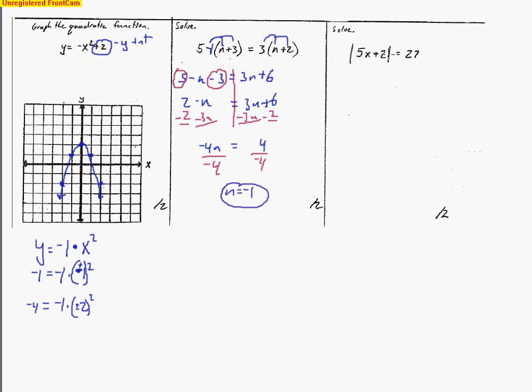Well, this next one is an absolute value problem. So remember, once you've isolated the absolute value, there's two numbers 5x plus 2 could end up making to make 27. 5x plus 2 could either equal 27, or it could also equal a negative 27. So we've got to solve two equations at the same time.